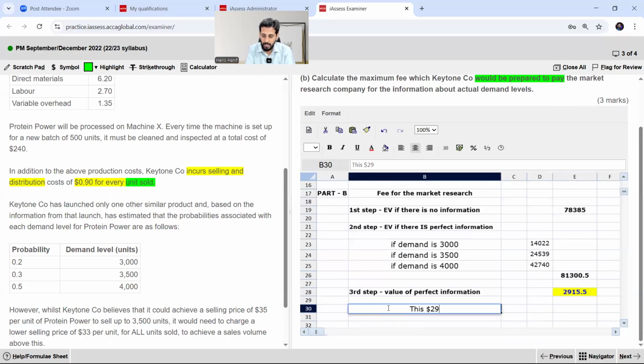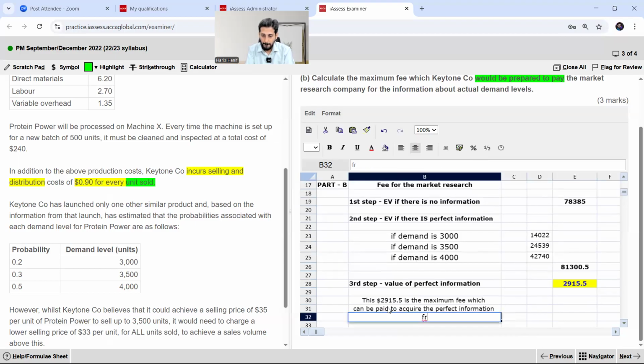So this 2195.5, or call it 2196, is the maximum fee which can be paid to acquire the perfect information from the market research company.